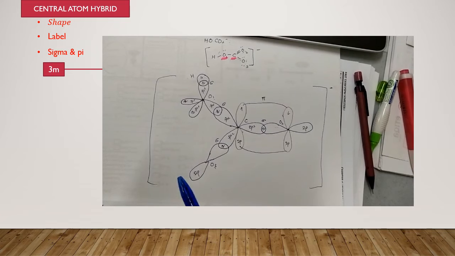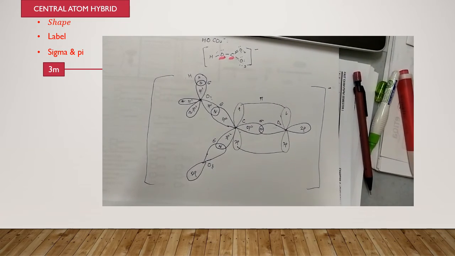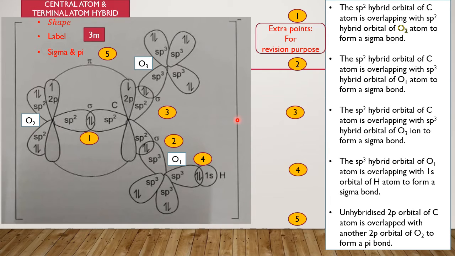Just hybridize the central atom, without hybridization for the terminal atom. Okay, so this is the answer for the hybridization diagram including the terminal atoms. The previous one just focused on the central atom. This one shows everything, where the central atoms are C and O1. So if you want to show all the hybridization for the terminal and central atoms, make sure all the shapes are correct. For example, O2 is trigonal planar, O3 is tetrahedral, C is trigonal planar, and O1 is tetrahedral. So marks will be given for the correct shape.